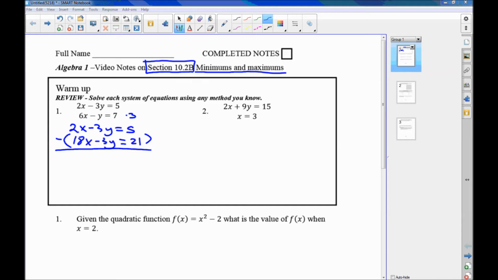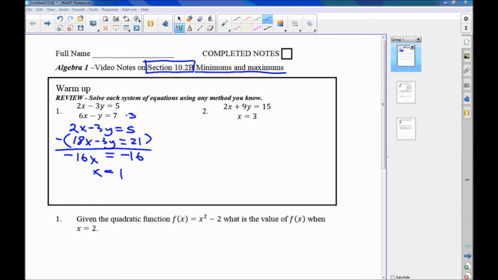So 2x minus 18x is negative 16x. And negative 3 minus negative 3, that would give me 0y, so that made the y's be eliminated. That's why this method was called the elimination method. And 5 minus 21 gives me negative 16. Well, that worked out nice, because if I divide both sides by negative 16, I just get x equal to 1. And that's half of my answer.